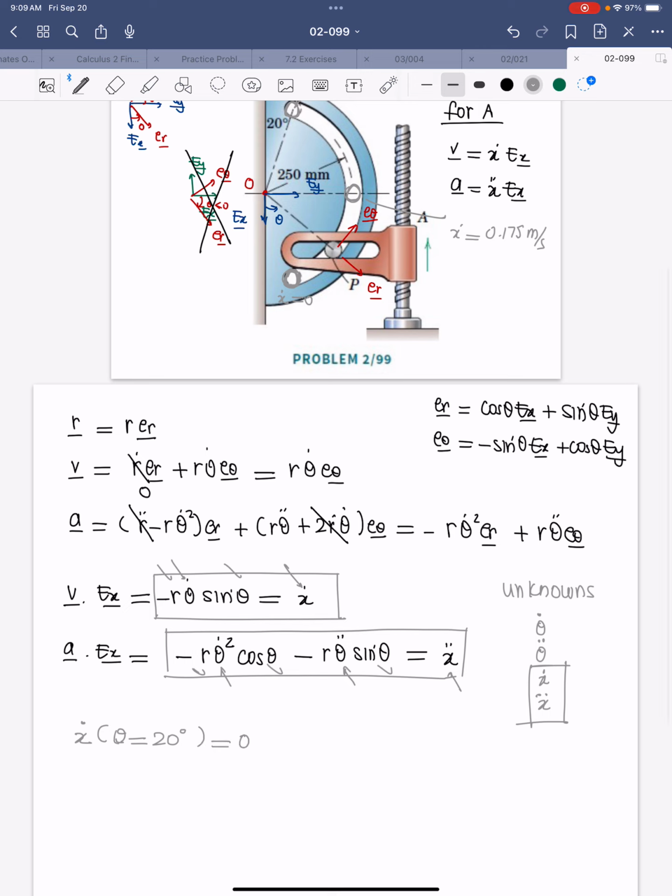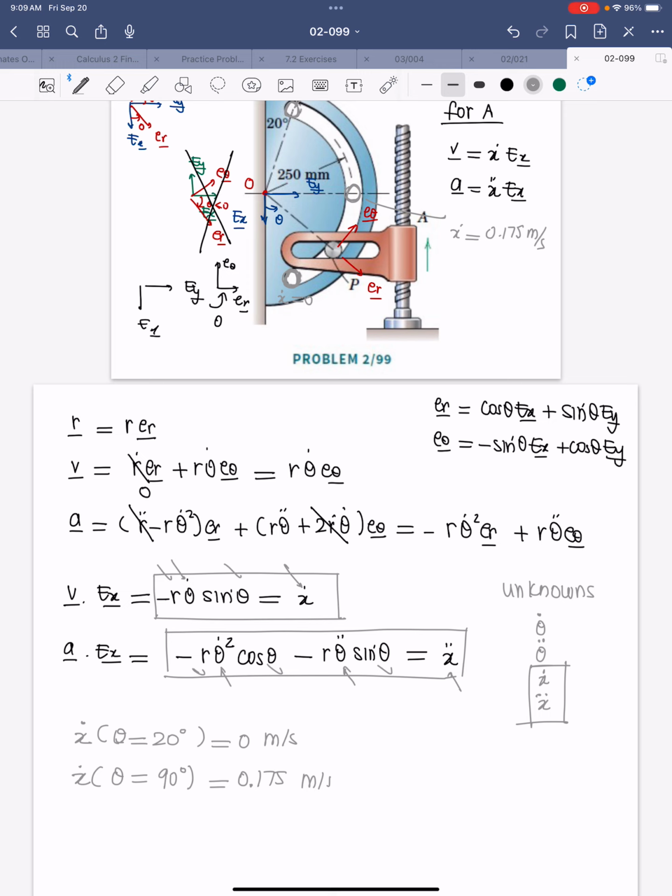And x dot, when theta is equal to 90, that's in the middle position, when we have e_x and e_y like this, and then e_r and e_theta like this, so the angle theta is 90, is equal to 0.175 meters per second.